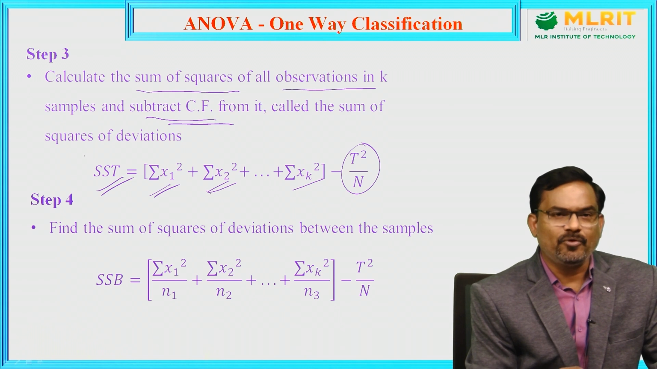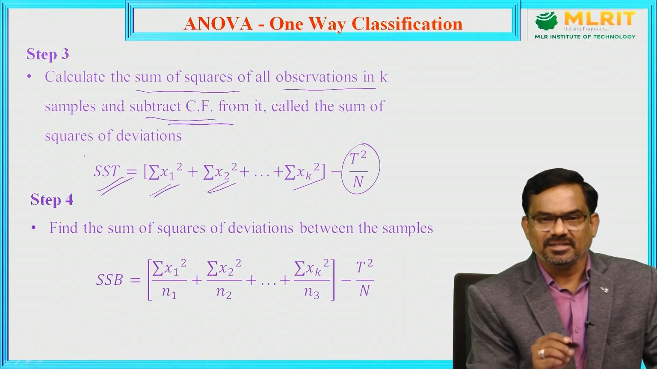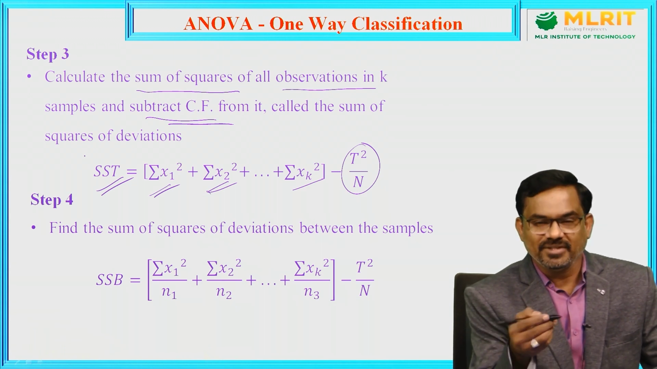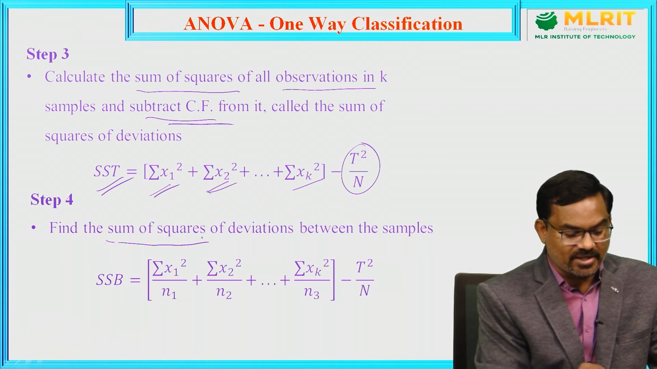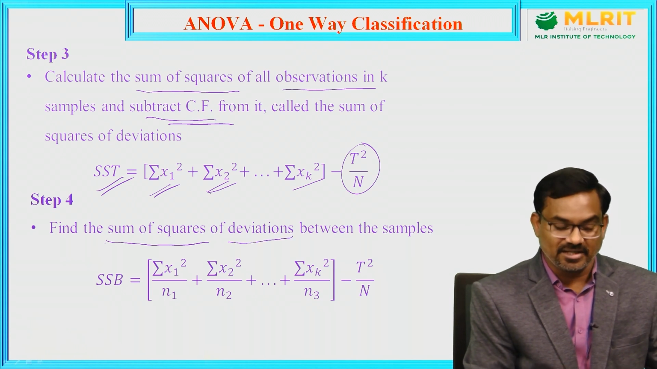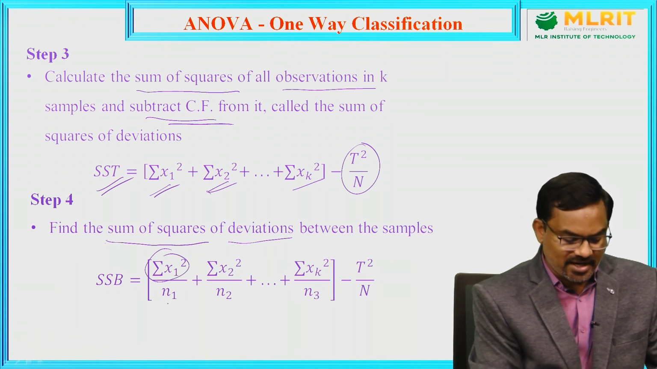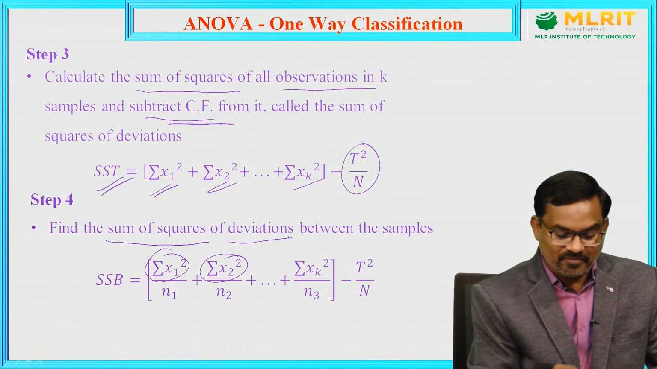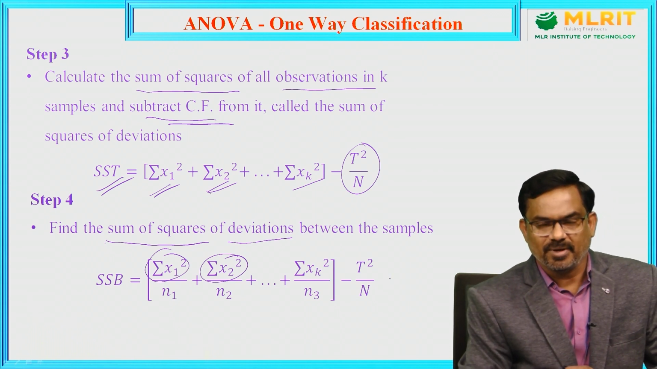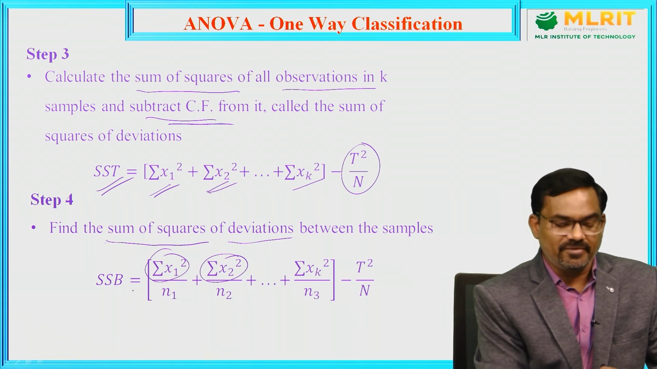Now, in step 4, find the sum of squares of deviations between the samples. As just now we have discussed, there are two types, between the samples and within the samples. So, between the samples, first we calculate the sum of squares of deviations, that is calculated using the formula SSB equal to, sum of the squares of first sample observations divided by the size of the sample, sigma x2 square, second sample, sum of the squares of second sample observations divided by n2 and so on. From this subtract the correction factor T square by n. So, this gives SSB, sum of squares of deviations between the samples.